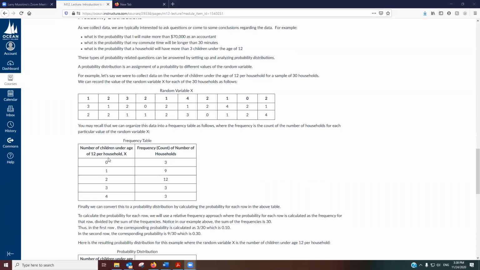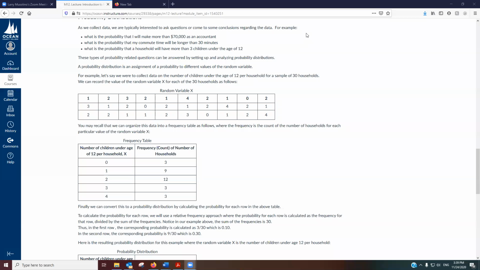So remember how you do this. You count the number of these data values that show up in your data set. For example, if I went around to 30 households and I asked them, how many children do you have? Here are the responses. This is how many children under the age of 12. You can see some families had 1 child, some families had 0, some families had 4, and so on. I want to organize this in a frequency table.